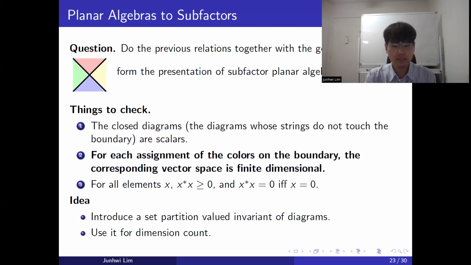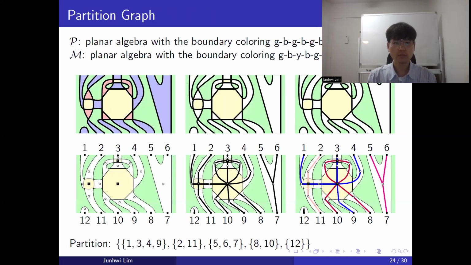Yeah, so the next thing I have to show is that for each assignment of the colors on the boundary, the corresponding vector space is finite dimensional. To compute the dimension, we introduce a set partition valued invariant for diagrams. For now, let me only consider the diagrams with green, blue, green, blue, green, blue coloring patterns on the boundary. First, we will construct a graph from this diagram and extract the set partition.